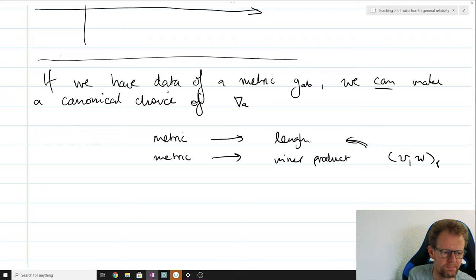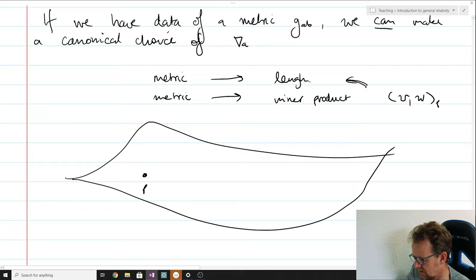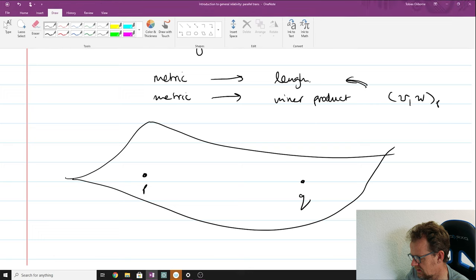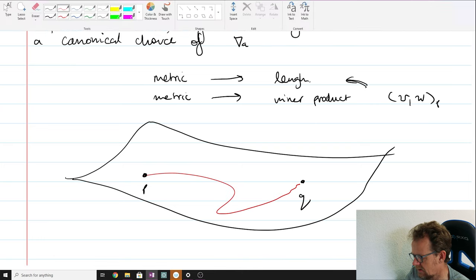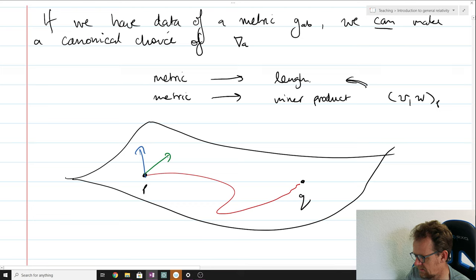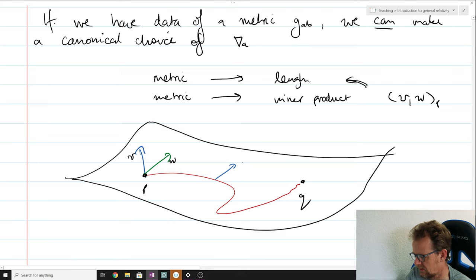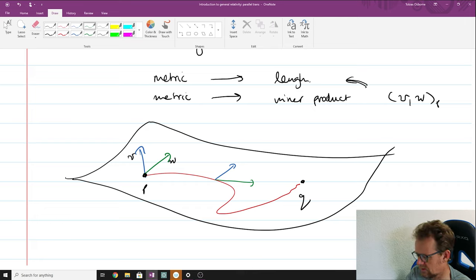After all, if you're somehow moving vectors parallel to themselves along a curve, it shouldn't be that you're changing the angles between them as you're moving along the curve. So here's the picture. Here's M. We have a point P, we have a point Q, we have a curve connecting them. And now we have two vectors at the point P, V and W. You would want, as you parallel transport along this curve, that these two vectors have the same angle between them at each point on the curve, and so on, all along the curve.